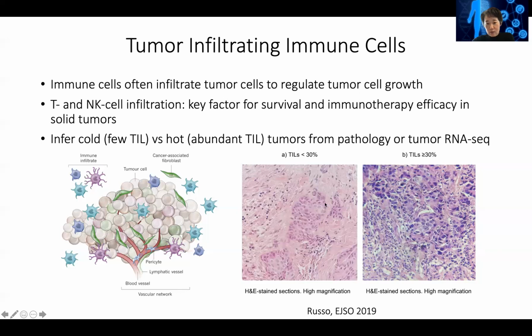And so you can see this is one tumor where the tumor immune infiltration is low. This is less than 30%. This is staining for immune cells. And this is what we call immune hot tumors, or tumors with abundant infiltrating lymphocytes. And so this is from pathology, but recently there are also algorithms that can predict immune cell infiltration in the tumors based on RNA sequencing data.